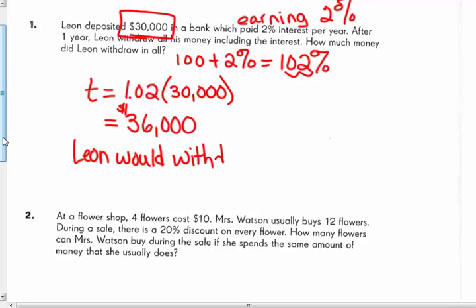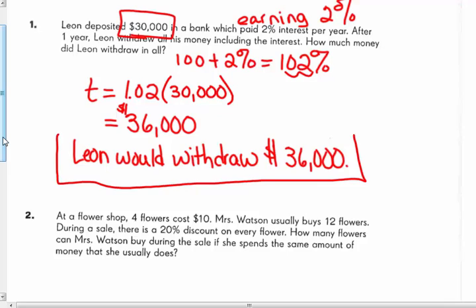Because it's a real world problem, we are going to say that Leon would withdraw $36,000. Now, the question did not ask, what interest did Leon earn?